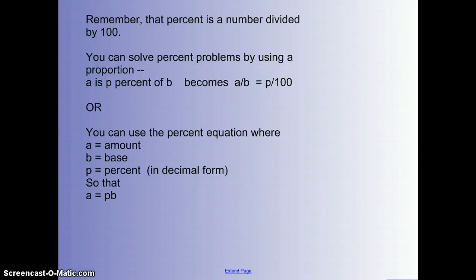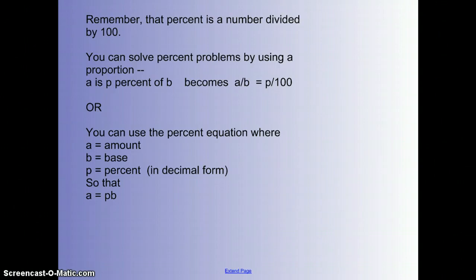This is section 3.7, solving percent problems. Remember that a percent is just a number divided by 100, so you can solve percent problems in a couple of different ways. The first suggested way is to solve them by using a proportion.